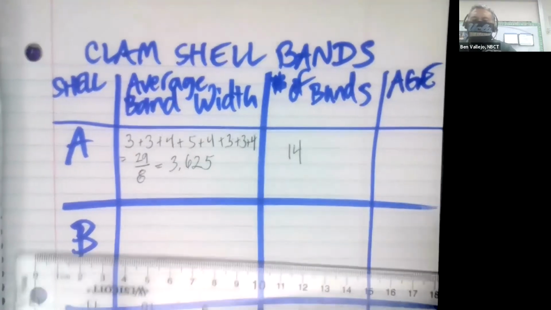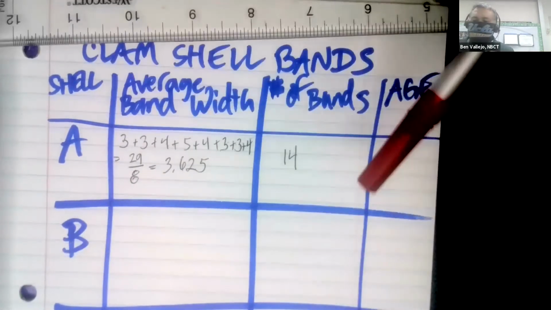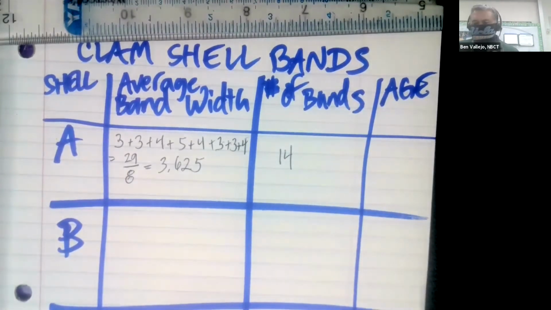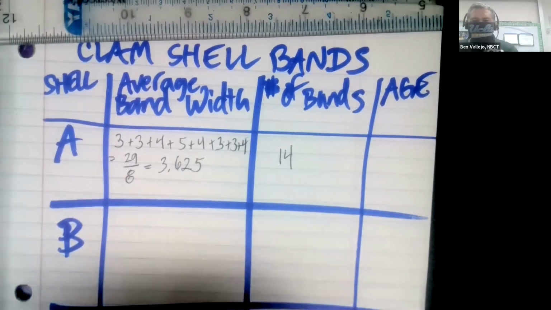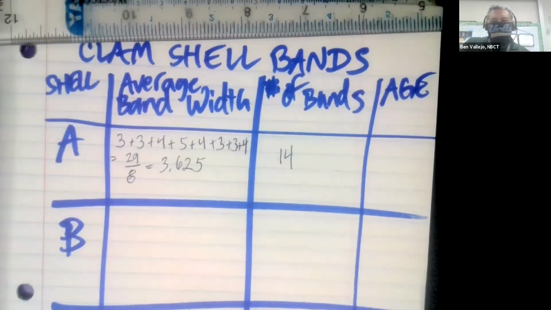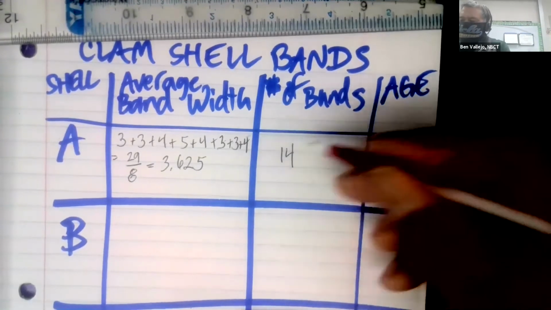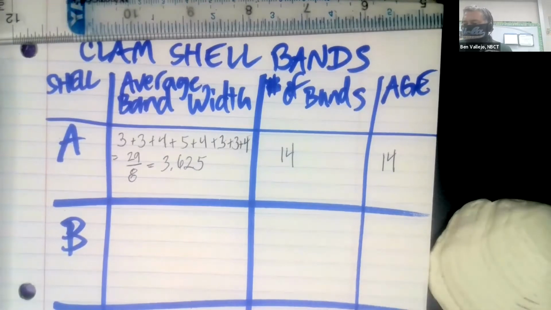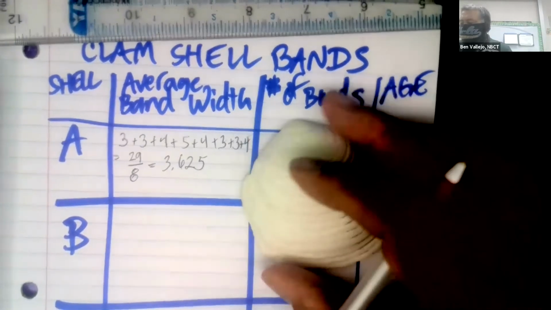If it's like a tree ring, if it has 14 bands, how old do you think it is? Anyone know? You can tell me in chat if you want. All right, so if it has 14 bands altogether, yes, you got lots of people saying 14. So thank you. So 14, and then you have 14 right there. Okay, so that's how we do it with this lab. So that's the first one.